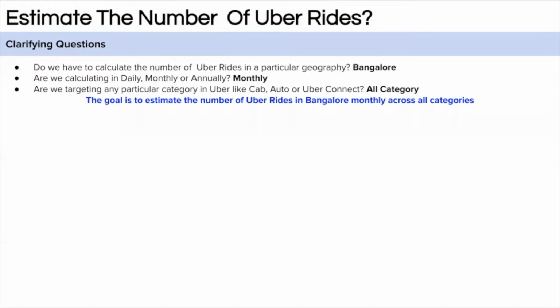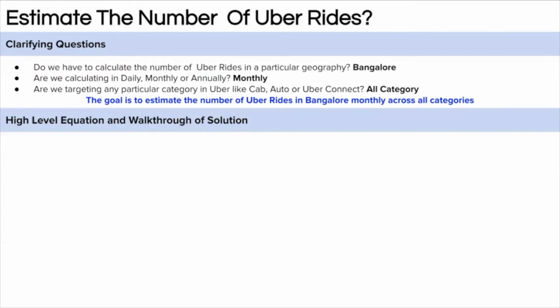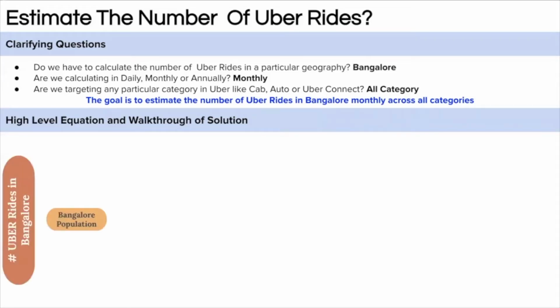Now we have comprehended and set the goal of the problem. Let's see the high level equation and walkthrough of the solution. We will start with the population of Bangalore, and from there we will divide the population into 3 categories. One is less than 15 years old, second is between 15 to 55. The third one is above 55 till 80 years old, assuming that the age lies between 0 to 80 years.